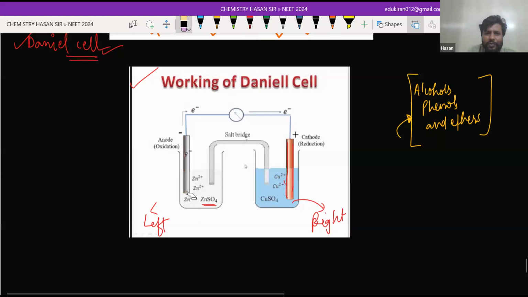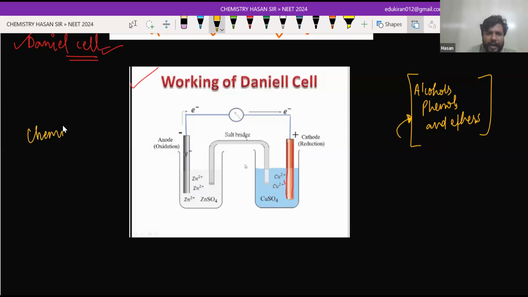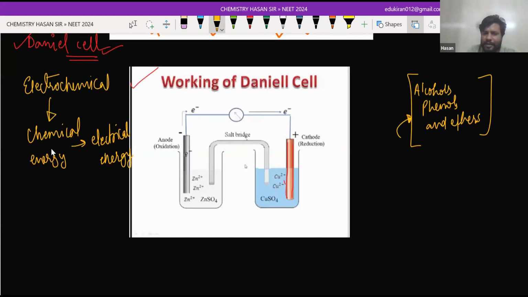So what happens in this? How does the reaction proceed? Very simple. This is an electrochemical cell. What is an electrochemical cell? Conversion of chemical energy into electrical energy. The electrochemical cell that we are talking about is the conversion of chemical into electrical energy, and Daniel cell is an example of this electrochemical cell.